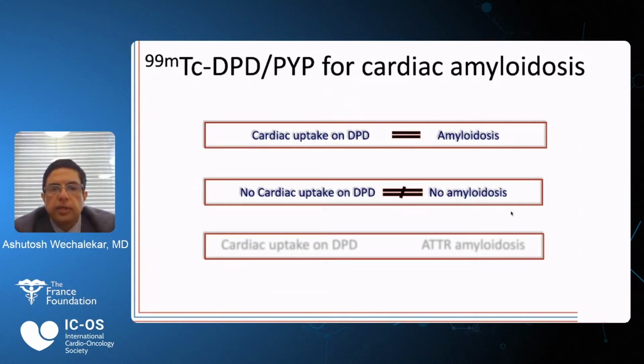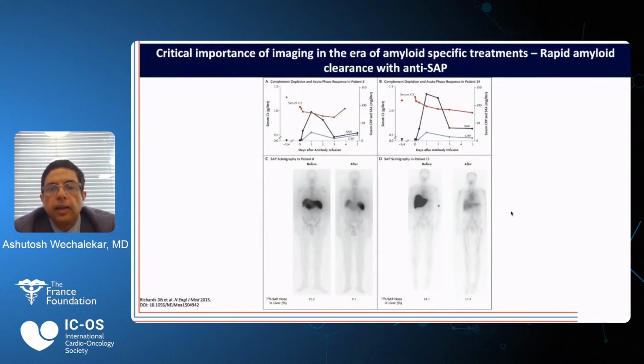It may be any kind of amyloid. If there's no cardiac uptake on a DPD, it does not rule out amyloidosis. And cardiac uptake on DPD does not automatically mean ATTR amyloidosis. Please think of AL amyloidosis, and if it's grade 1 uptake, you could have rare familial types of amyloidosis. This is critically important now that we've got treatments.